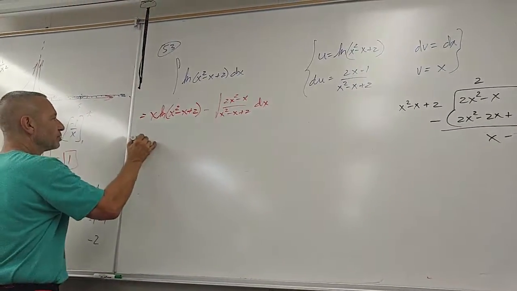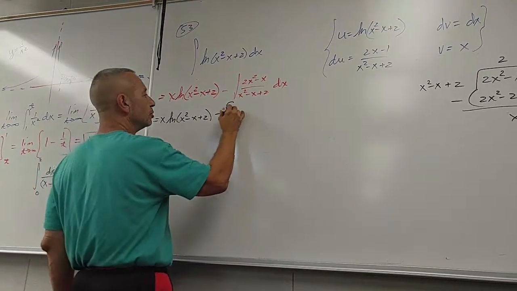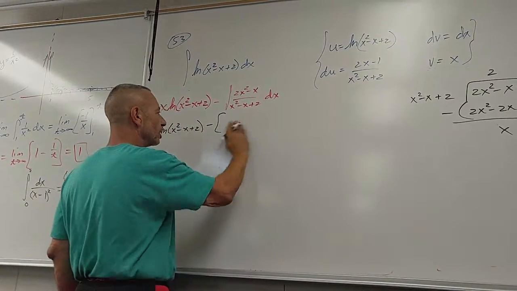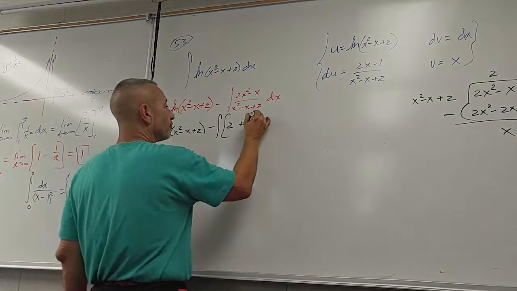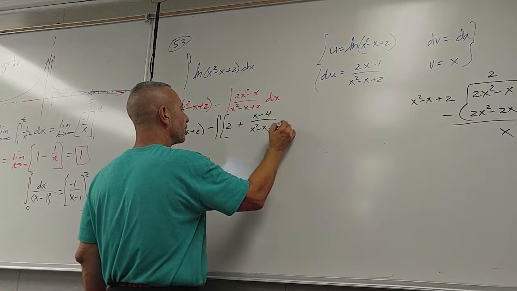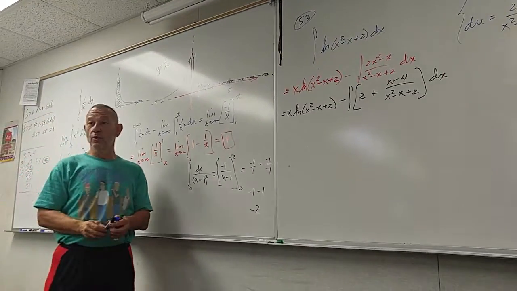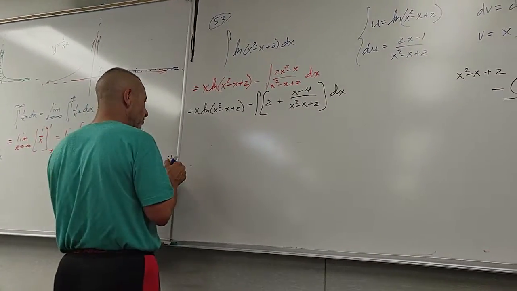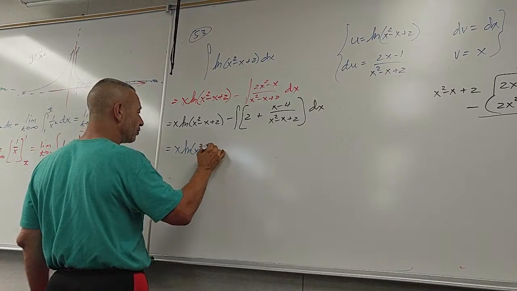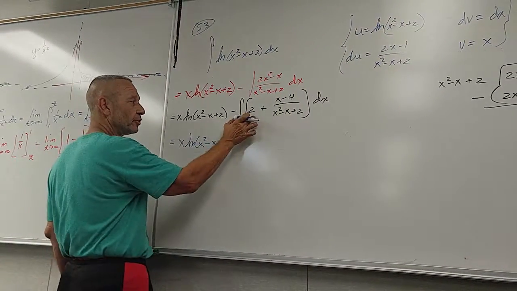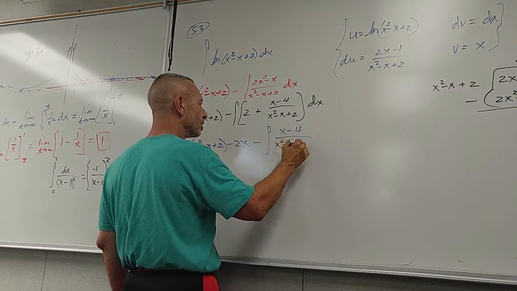So I have changed this into x ln x squared minus x plus 2 minus the integral of 2 plus x minus 4 over x squared minus x plus 2. So what I've done is I've avoided working with the fraction as long as possible until I could make it as simple as possible. And notice the technique worked out well, whether the denominator factors and I can use partial fractions or not, because this is so easy to do now. That's just minus 2x, and I'm subtracting the integral of x minus 4 over x squared minus x plus 2.